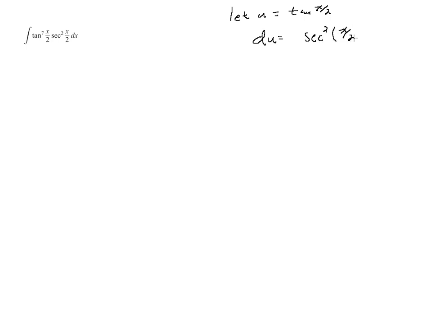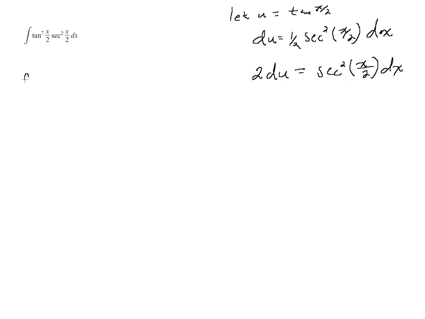And I have that times the derivative of the argument, which is the derivative of x over 2, which is just 1/2. Remember, that's 1/2 times x. And then, of course, that's dx. So I actually have secant squared of x over 2 dx right here in my integral. So I'm just going to say that 2 du will equal the secant squared of x over 2 dx.